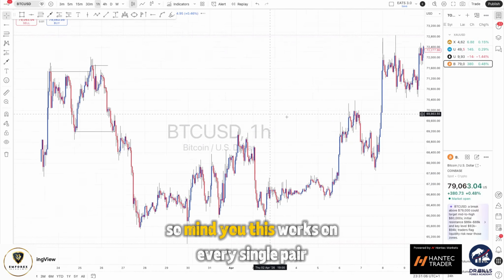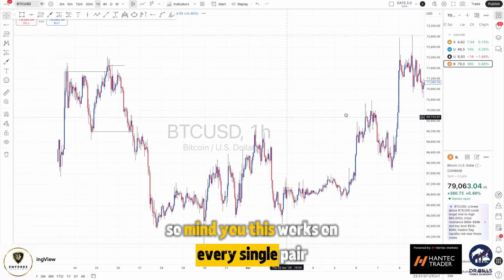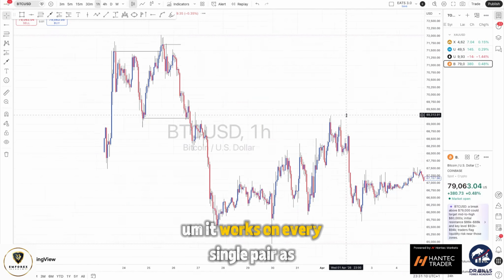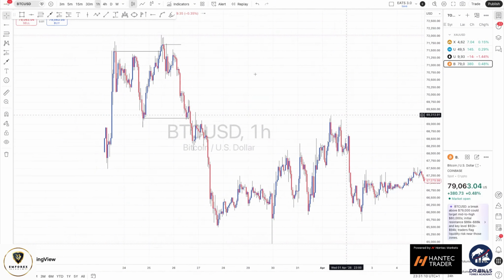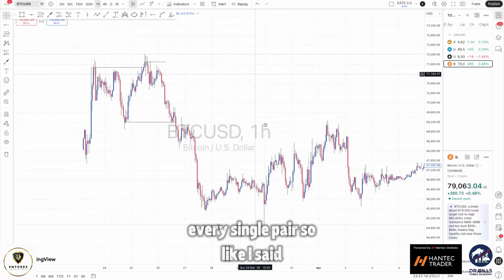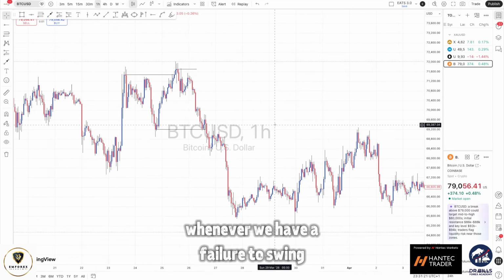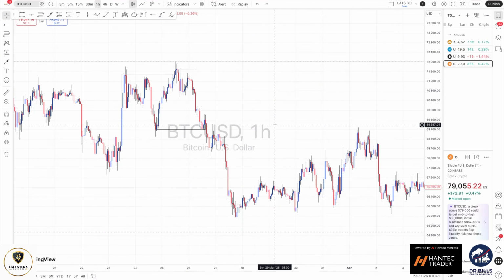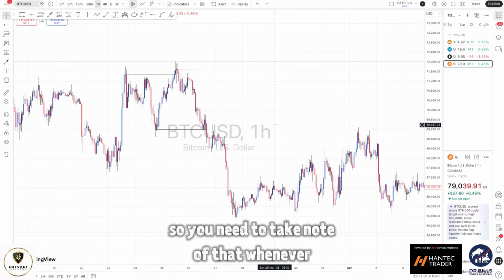So mind you, this works on every single pair. Okay. It works on every single pair. As long as it has a chart, you can apply this principle on every single pair. So, like I said, whenever we have a failure to swing, there are about 70% chances that we might most likely expect a reversal. Okay, so you need to take note of that.